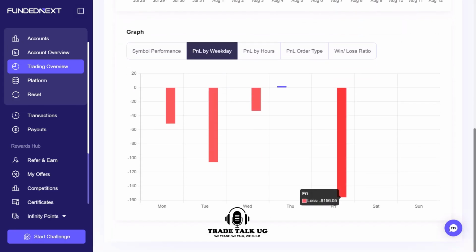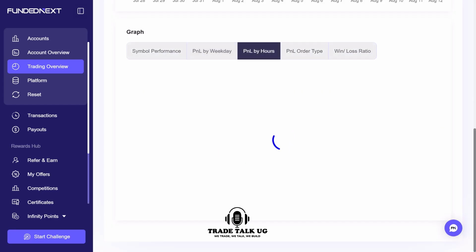You can easily see profit and loss bi-weekly. You can see the loss. The last day I lost $156. On this one I lost $33. On this one I lost $106. On this one I lost $51. Then per hour you can see.